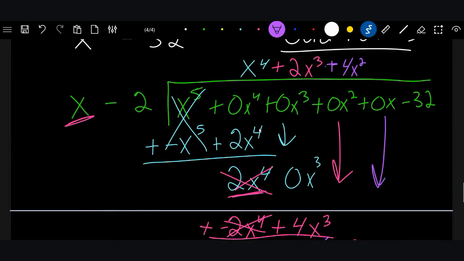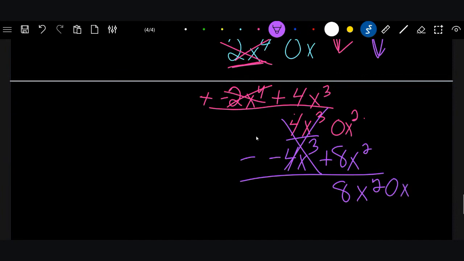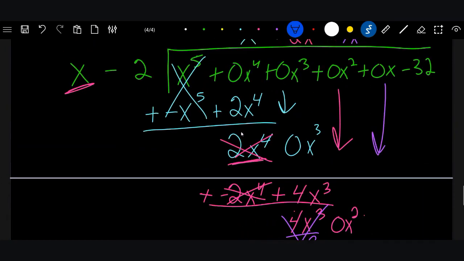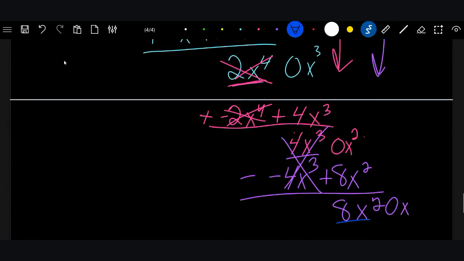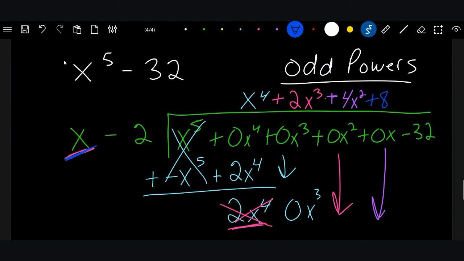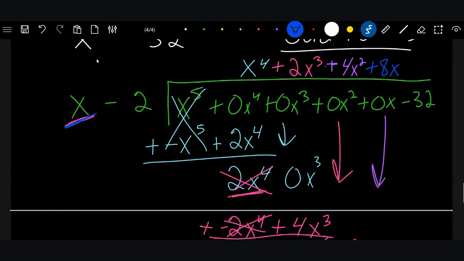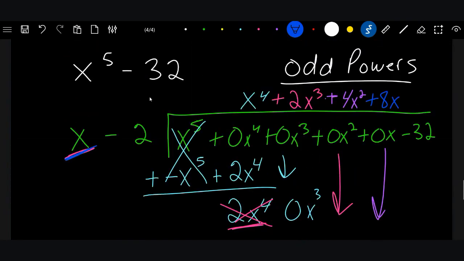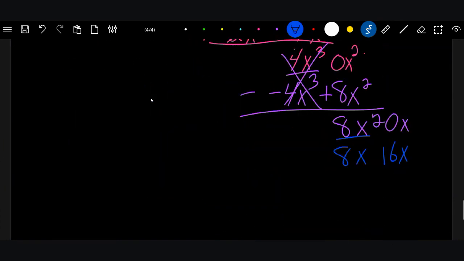We're going to bring down 0x. I know this is getting a little hard to see because I'm having to scroll back up and down, but we're going to take our x here, our first, into our first. And so that's going to go 8x times positive 8x. And then we're going to multiply. 8x times 2 gives me 16x, and 8x times x gives me 8x squared. We're going to subtract. So we're going to change the signs and add.